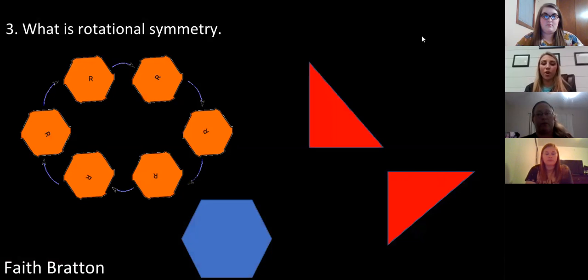Okay, the figure on your right is a triangle. With it being rotated one time, as you can see, it does not have rotational symmetry, since rotating it makes a whole different looking object.